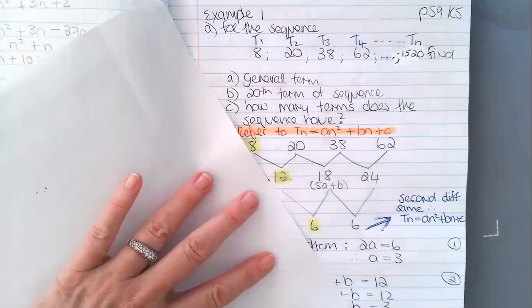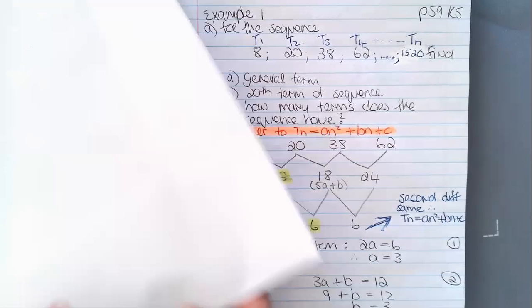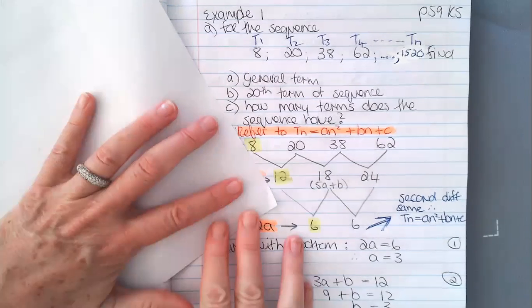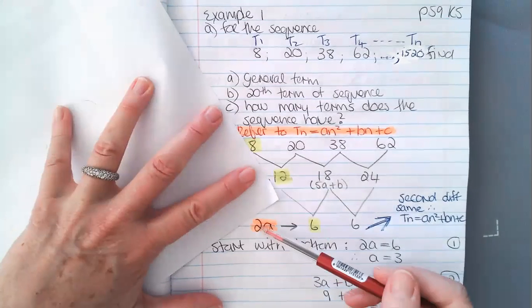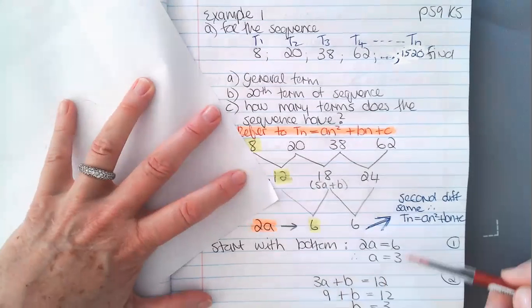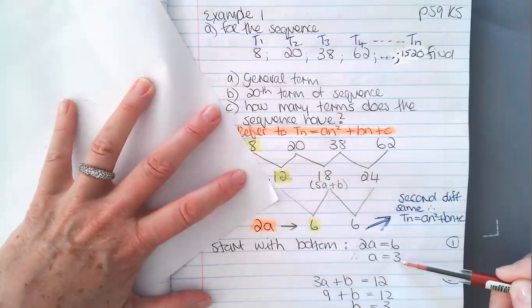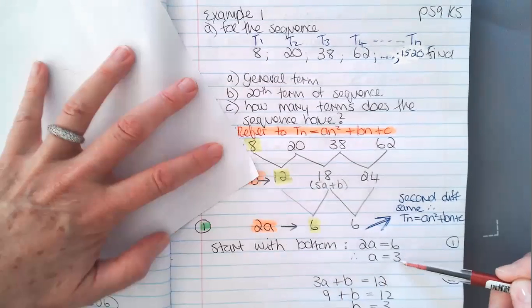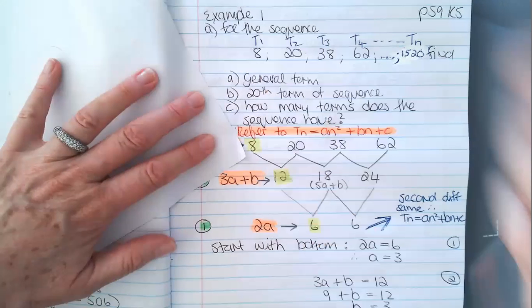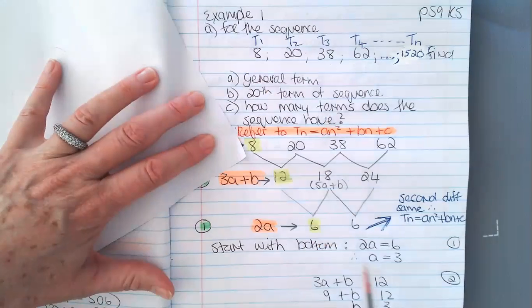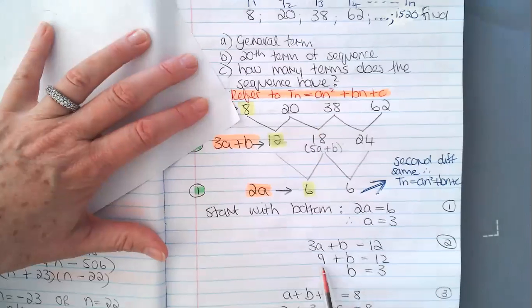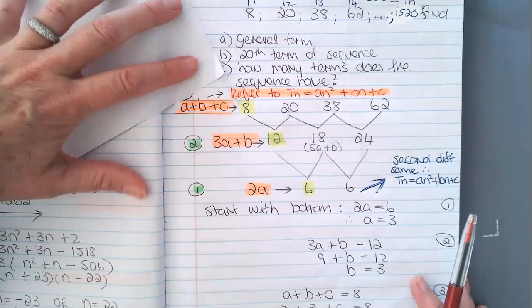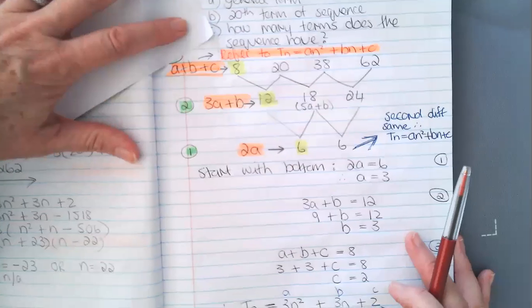Now, from our theory, we know that. So to solve the A and the B and the C, we start at the bottom. So we say 2A equals 6, that we know, and then we can work out the A. The second one we do is 3A plus B, and from that one, we can work out the B. 3A plus B, we substitute A, and we get B. And then we say A plus B plus C equals 8.